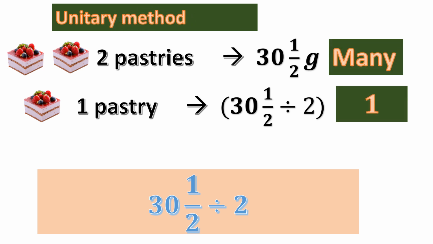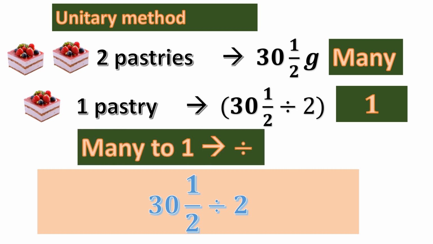That means we had the weight of 2 pastries, that is many. We are finding out the weight of 1 pastry. So by the unitary method, we know many to 1. When we do this, the operation is division. So we are dividing 30.5 by 2.